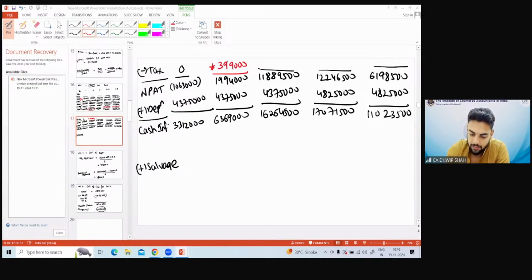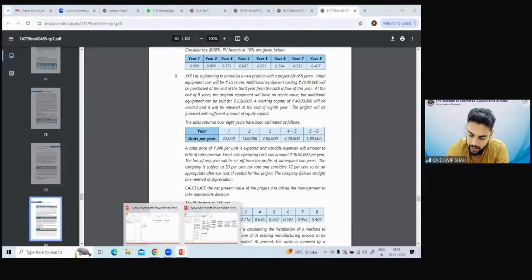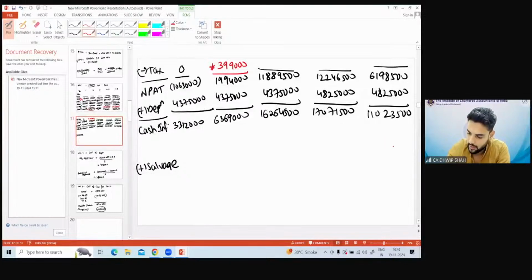So apart from this yearly cash inflows, there would be salvage of 250 at the end of year 8. Yes or no? At the end of year 8, plus 250, but not from year 6 to 8. It will only be in year 8.